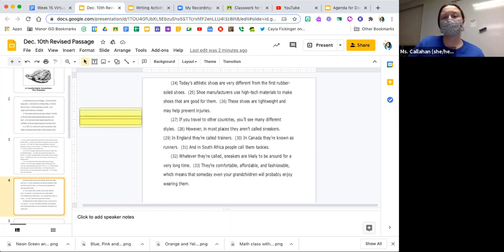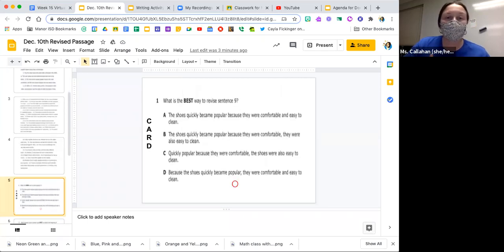However, in most places, they aren't called sneakers. In England, they're called trainers. In Canada, they're known as runners. And in South Africa, people call them tackies. Whatever they're called, sneakers are likely to be around for a very long time. They're comfortable, affordable, and fashionable, which means that someday even your grandchildren will probably enjoy wearing them.